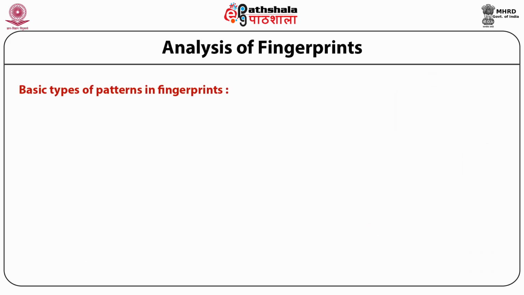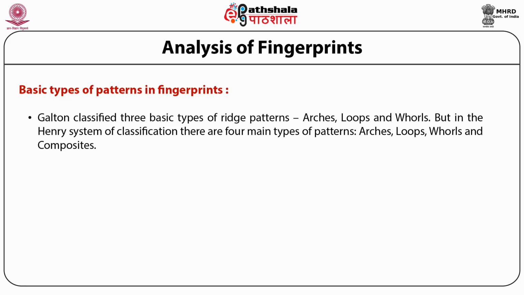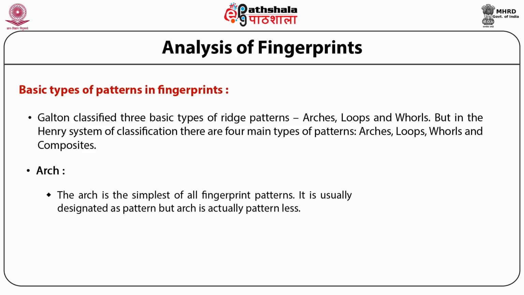The basic types of pattern in fingerprints. Galton classified three basic types of ridge patterns, that is arches, loops and whorls. But in the Henry system of classification, there are four main types of patterns: arches, loops, whorls and composites. First, I'll be talking about the arch. The arch is the simplest of all fingerprint patterns. It is usually designated as a pattern, but an arch is actually patternless.